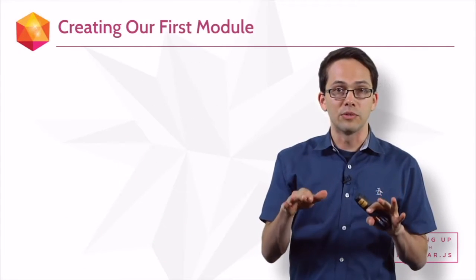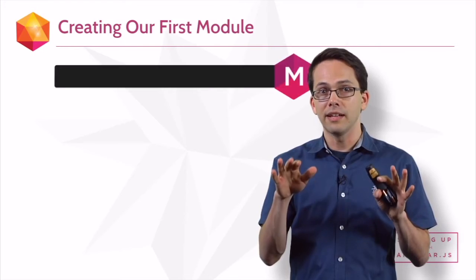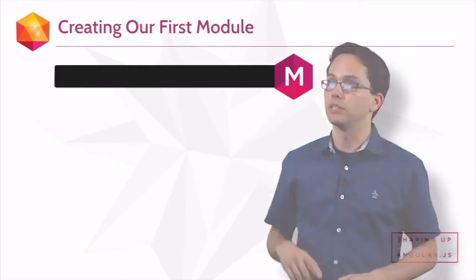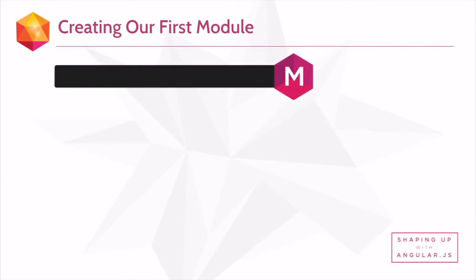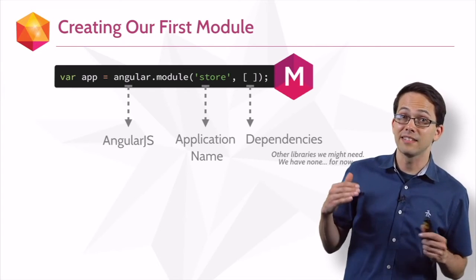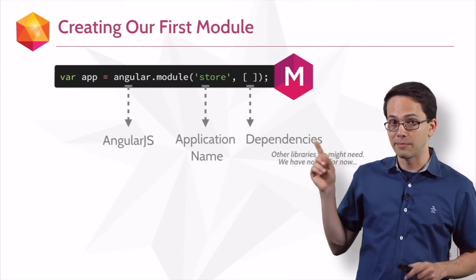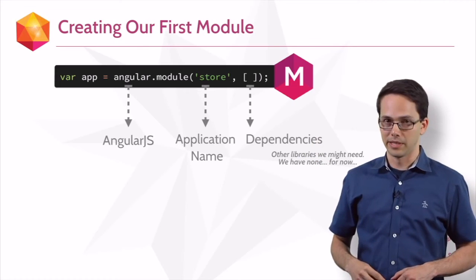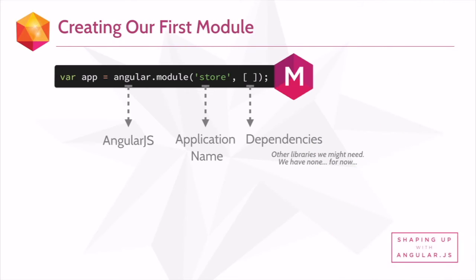So it shouldn't surprise you that the very first piece of code that you write in Angular is a module line. So we're going to write var app, that's our application, equals angular, that's the AngularJS library, dot module, because we're creating a new module, we give it a name, in this case store, and then in that little array syntax we define dependencies. We don't have any dependencies yet, but we still have to send in an empty array, because that's how we roll.